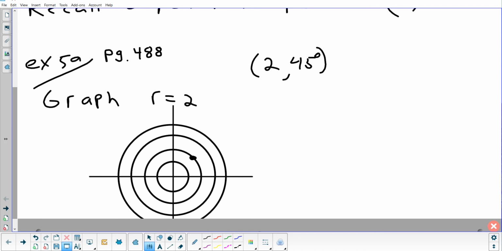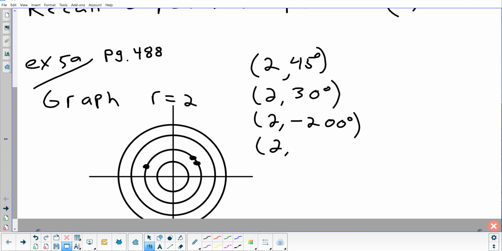Can someone give me another point that would satisfy this equation? Yeah? 230 degrees. 230, okay. So pretty close to the other one, but that's fine. 230, so there's another one. How about another point? Yeah? 2, negative 200. All right, so 2, negative 200. So now I'm going to go right to negative 200 brings me halfway around, plus a little bit more. All right, let's do one more. Yeah? 275. 275. So that's going to put you right about there.